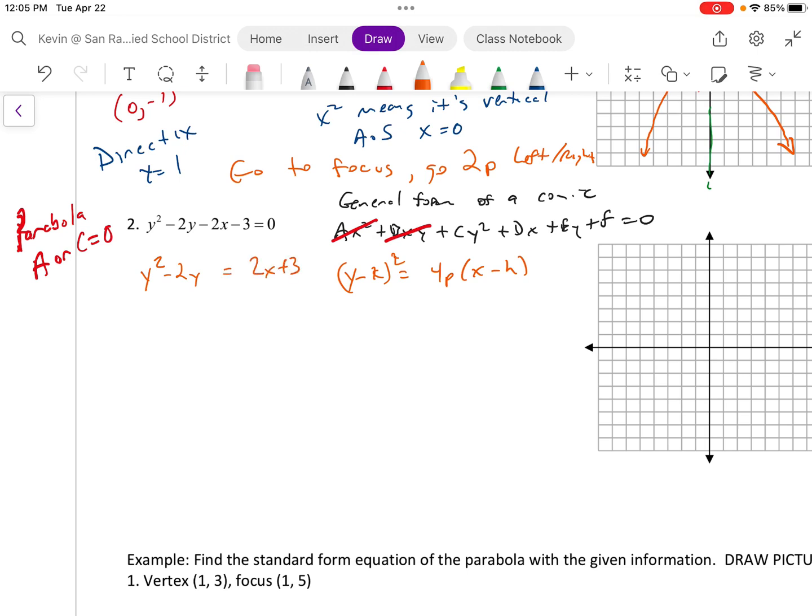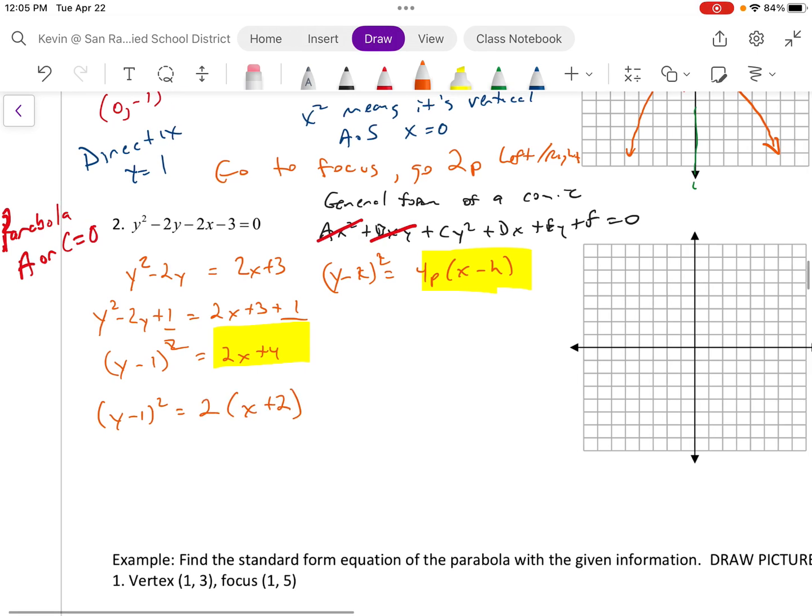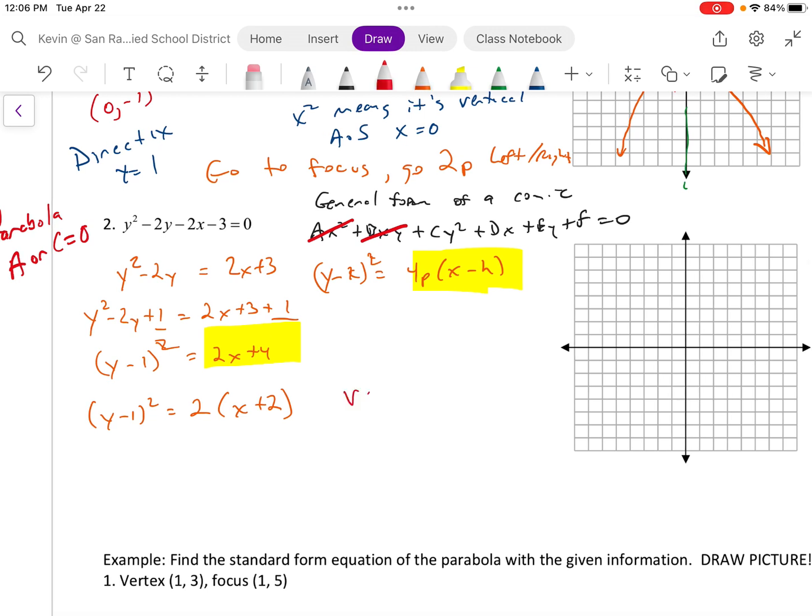So I want to get anything that doesn't have to do with a y to the other side. So this is going to be y squared minus 2y equals 2x plus 3. Okay. I'm going to complete the square. We do that all throughout this. Negative 2y plus 1 equals 2x plus 3 plus 1. This is y minus 1 squared equals 2x plus 4. Now again, I need to have it in this sort of format. So I'm going to say y minus 1 squared equals, I'm going to factor out the 2, 2 times x plus 2.